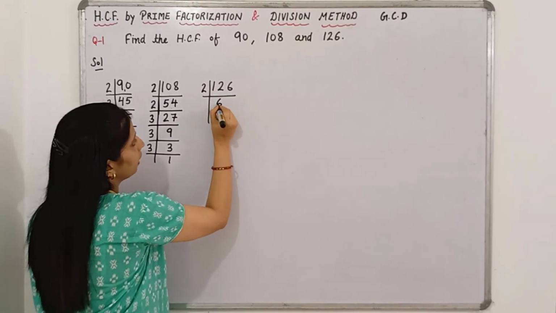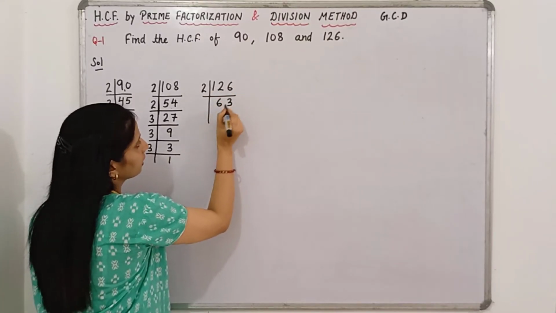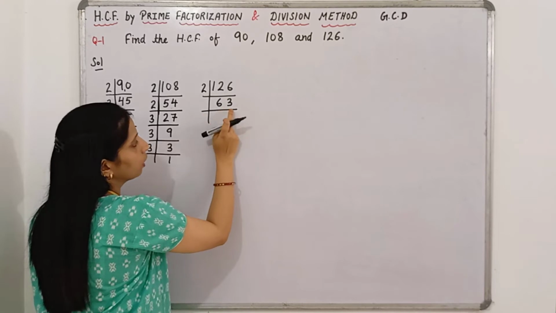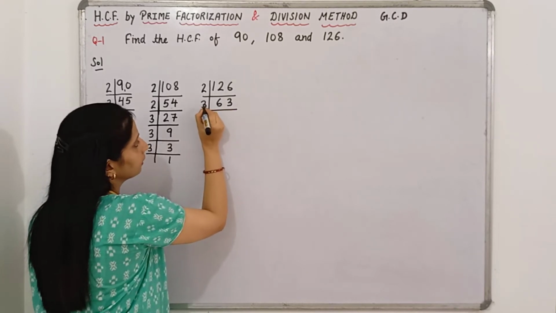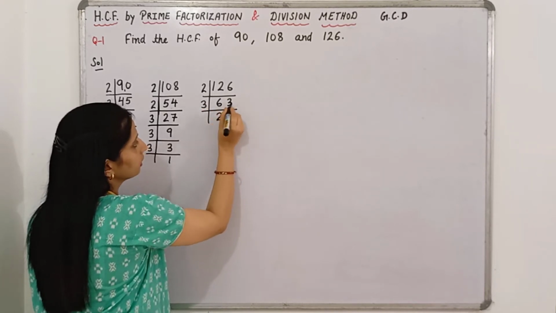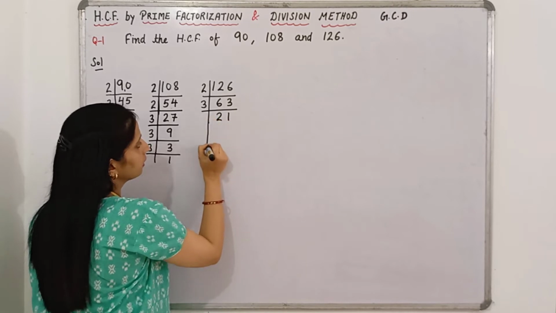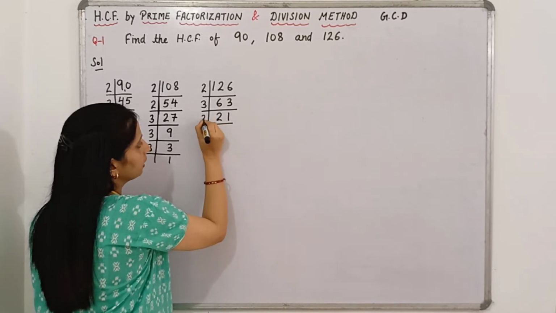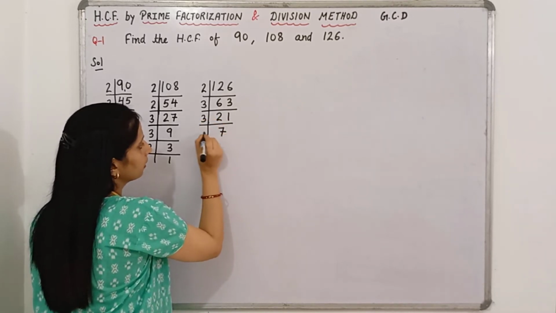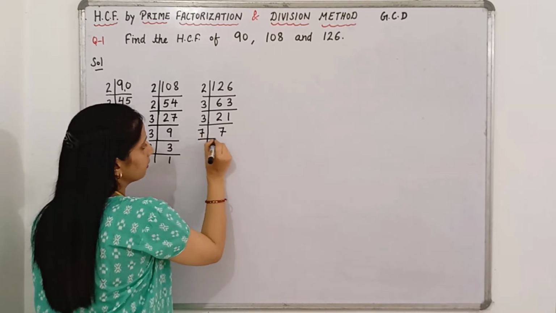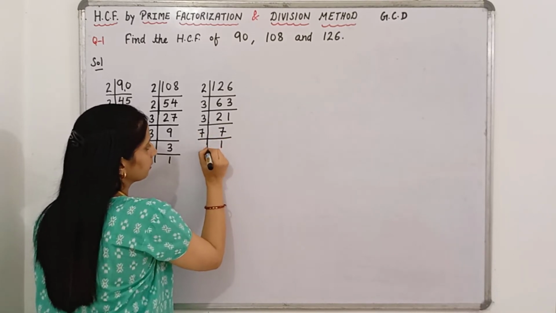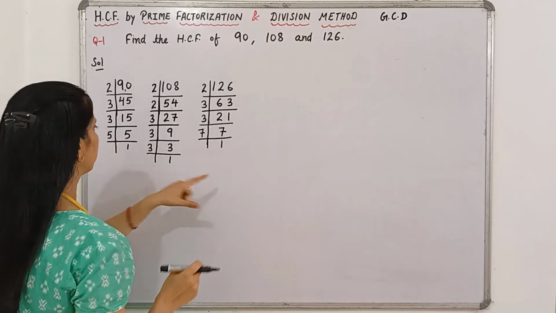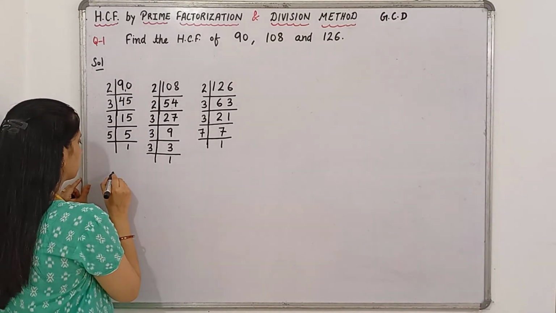So we will start. 2 6s are 12, 2 3s are 6. Now we can divide by 3. 3 2s are 6, 3 1s are 3. Now again by 3, 3 7s are 21, and at last by 7 because 7 is a prime number. Okay. Now we will write down the prime factors of these numbers.